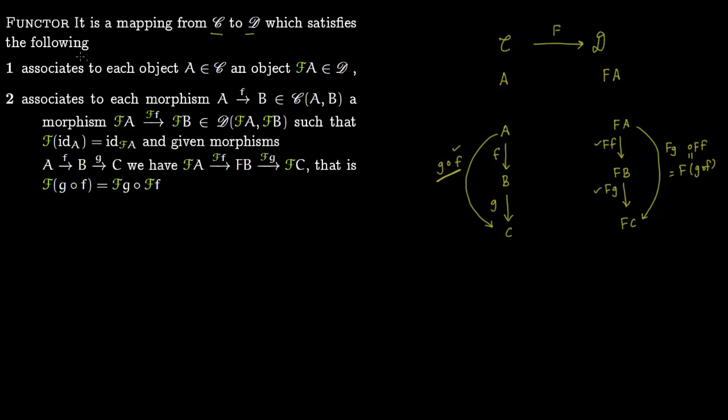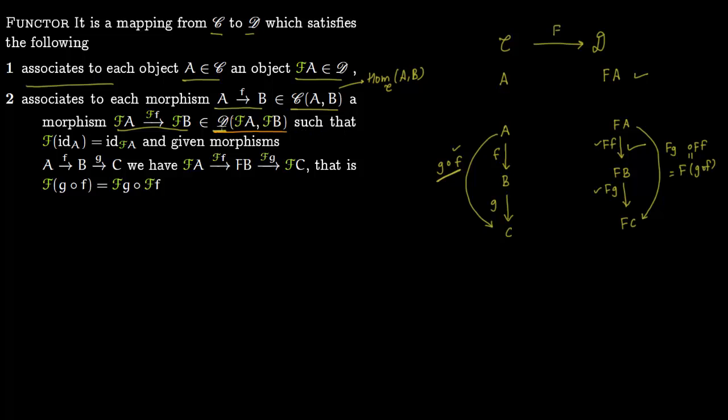So to each object A in category C, this functor will assign an object F of A in category D. To each morphism in category C, this arrow in Hom of A, B, you apply the functor to get a morphism F of A to F of B, precisely this one, and this is an arrow in the category D.